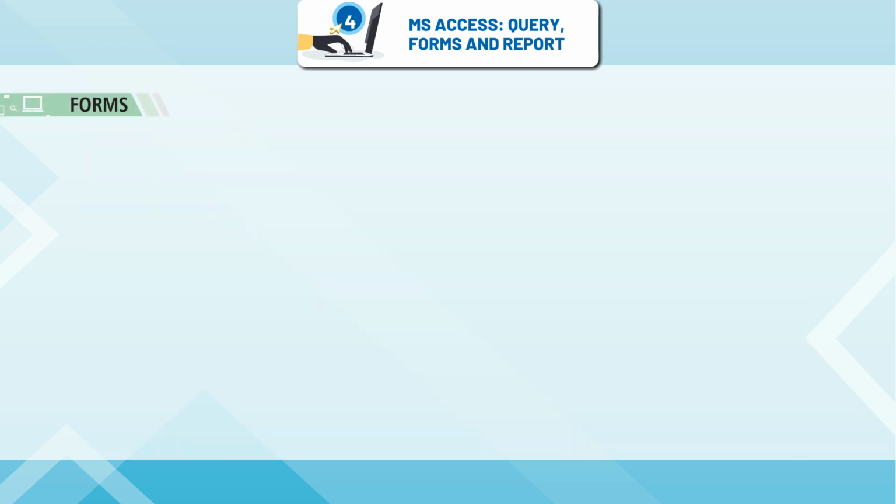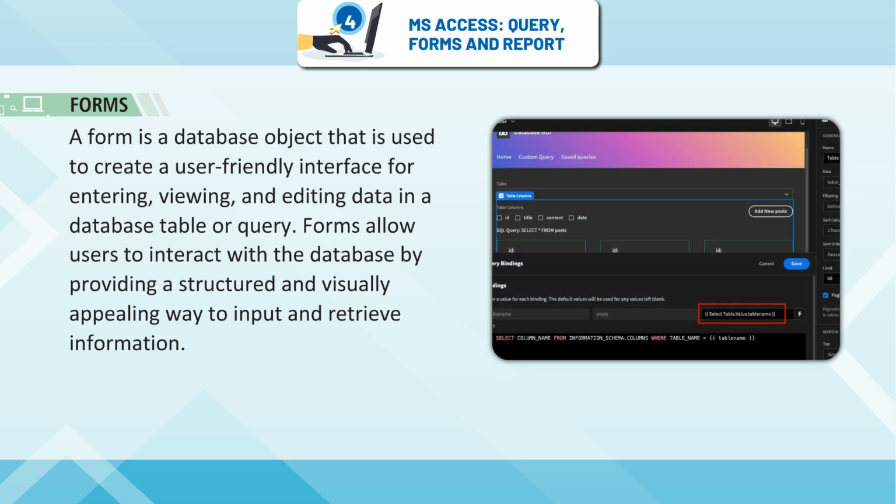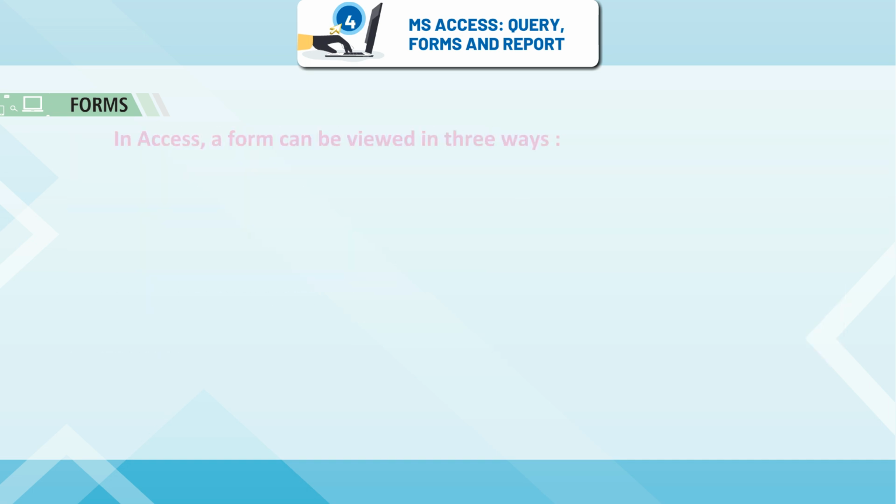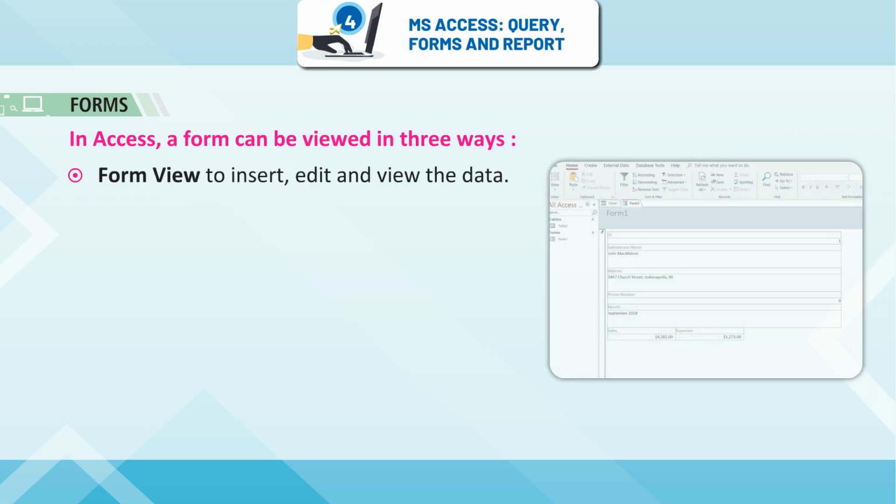Forms. A form is a database object that is used to create a user-friendly interface for entering, viewing, and editing data in a database, table, or query. Forms allow users to interact with the database by providing a structured and visually appealing way to input and retrieve information. In Access, a form can be viewed in three ways.